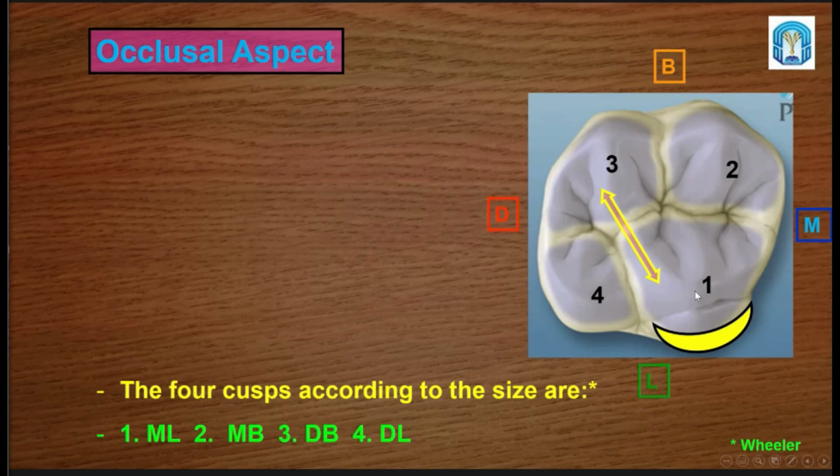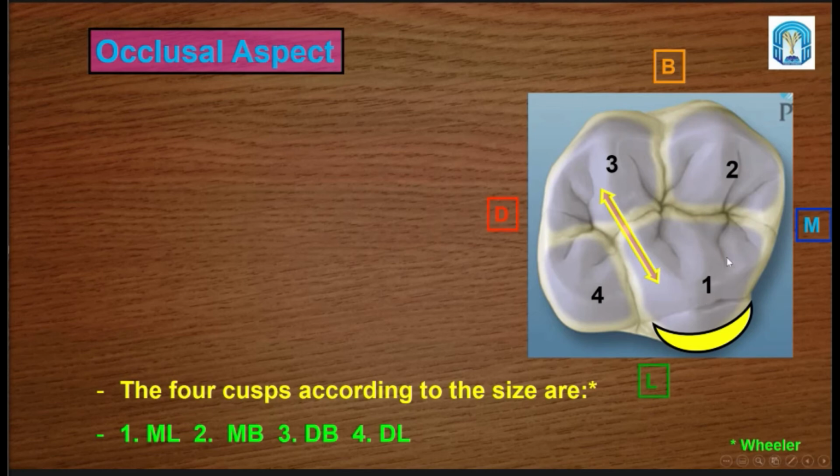There is always one question from here, according to the size of the cusp. So remember this picture: it starts from the mesiolingual cusp and runs anti-clockwise. Mesiolingual, mesiobuccal, distobuccal, distolingual. The distolingual is the smallest cusp, and it gradually becomes smaller in the second and third molar. Sometimes it is not present in the third molar. There are only three cusps in the second or third molar.